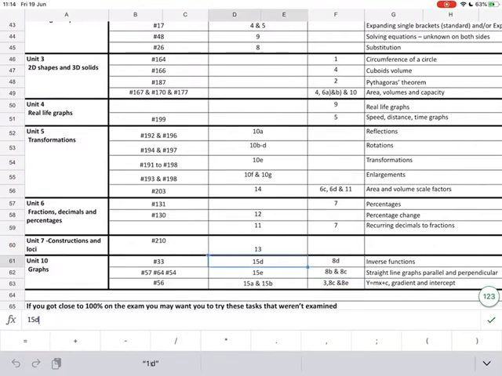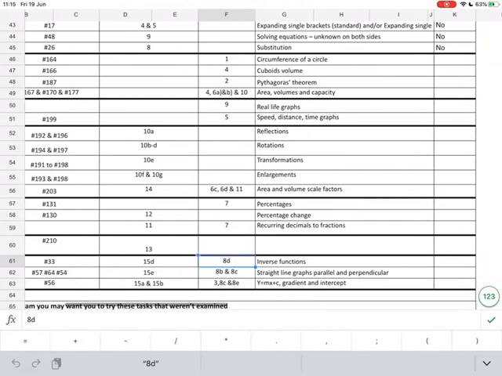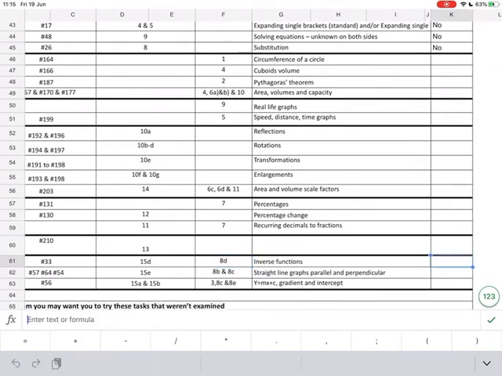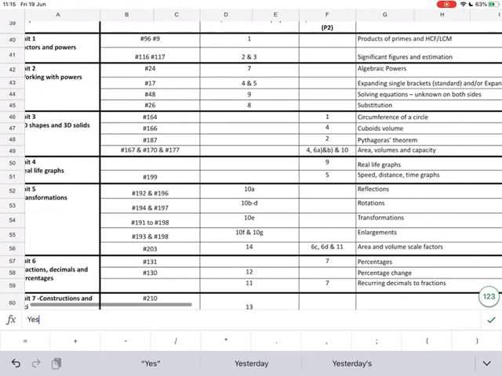So that's where I lost most of my marks on unit 10. Maybe I was okay with 8d and 15d. Maybe I don't need to do the topic of inverse functions. So I've looked back at my paper and I did quite well on 8d and 15d. So I don't think I need to look at inverse functions, but I do need to look at parallel and perpendicular lines again, and I do also need to look at y equals mx plus c.